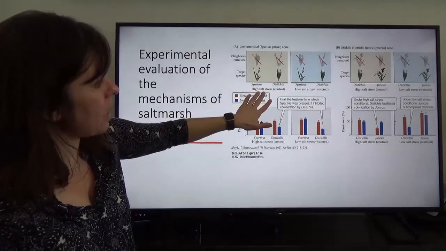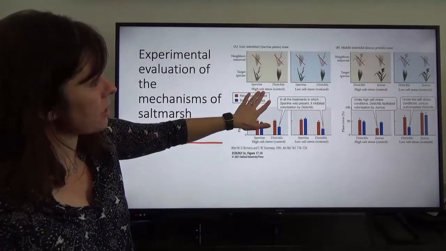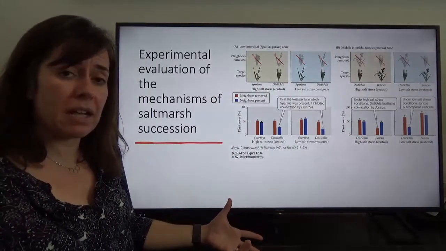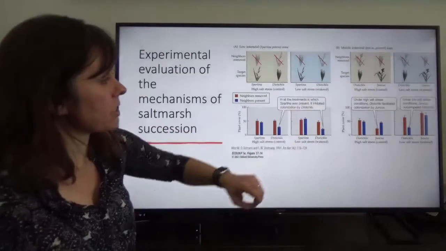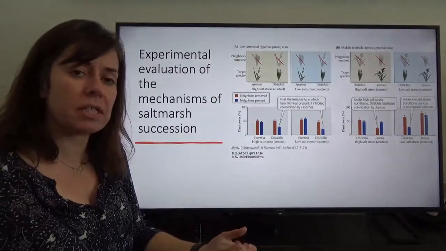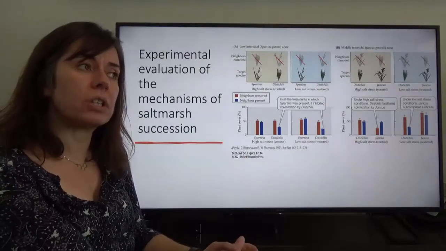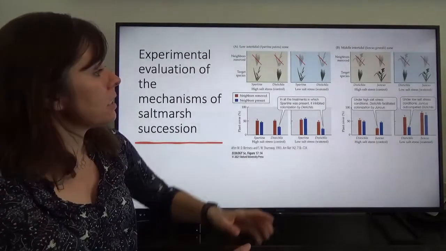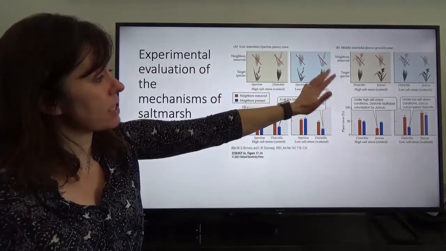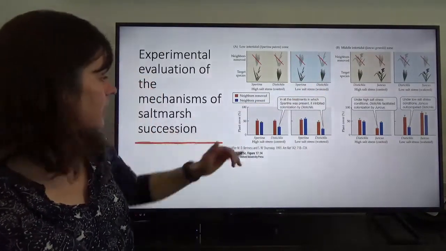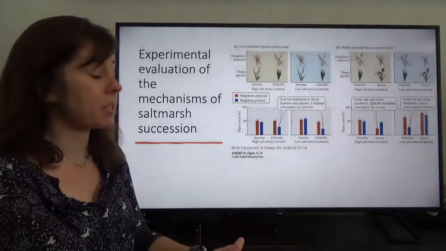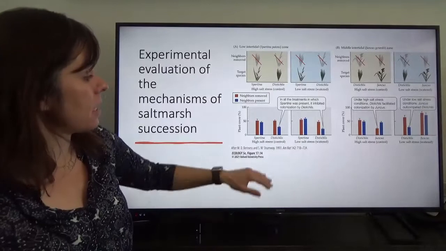And they had a high salt stress area. So these are these bare patches. And they had a low salt stress area where they watered, okay? And they added fresh water to the system to alleviate salt stress. They did the same thing in the high and the middle intertidal zone with Juncus and Distichlis. Okay, and then they looked at the plant cover. So how abundant were these species in these experimental treatments?